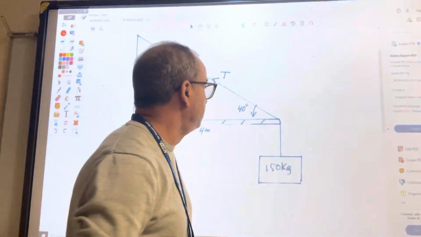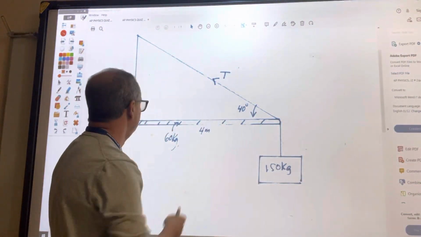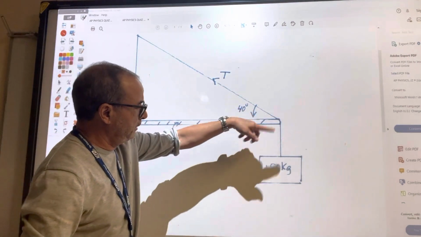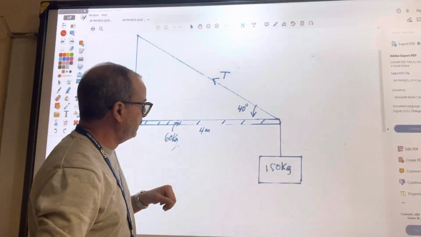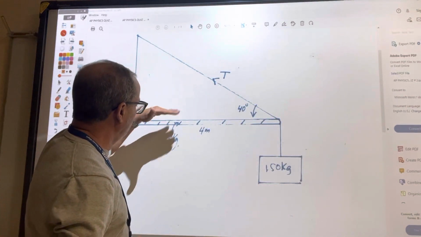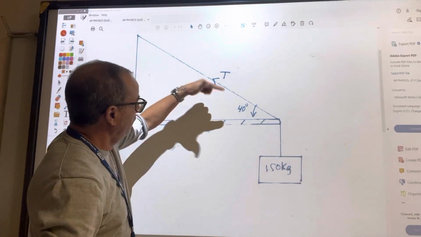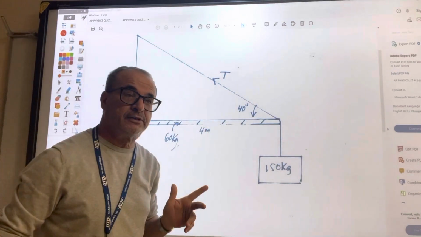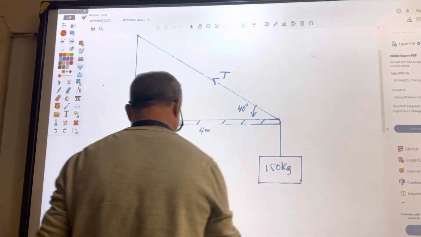This problem is asking to find the tension. So this is like a beam, and it's hanging a weight of 150 kilograms. The beam weighs 60 kilograms. We have an angle with the rope, and then the tension. So the question is to find the tension. All right.